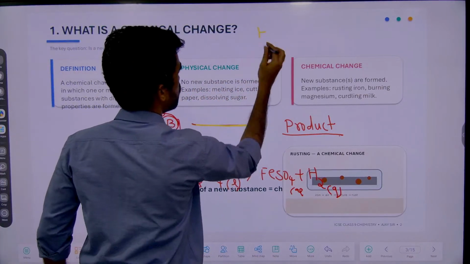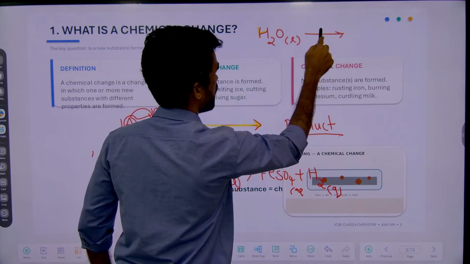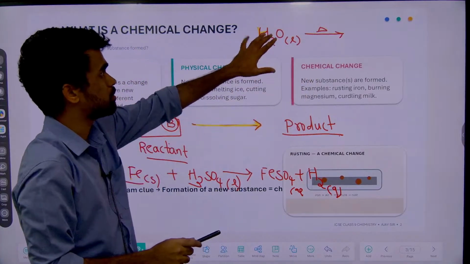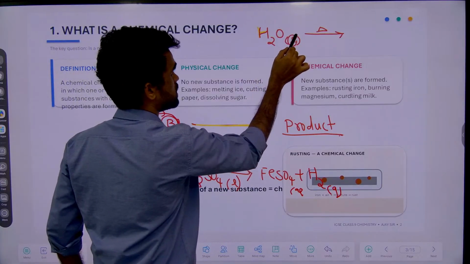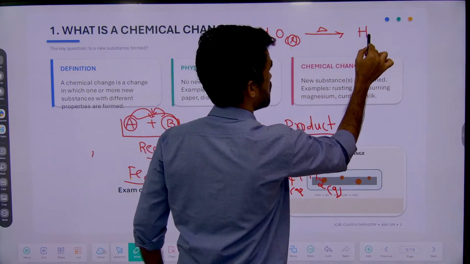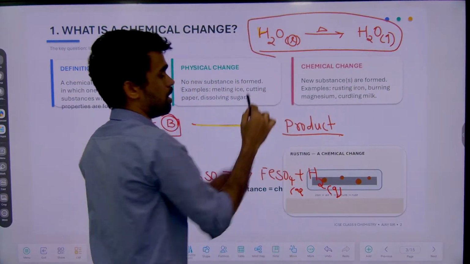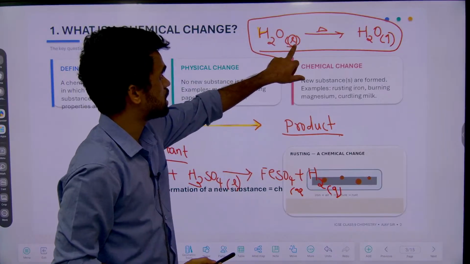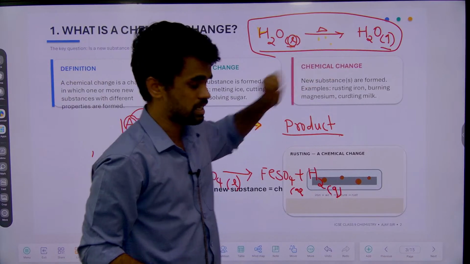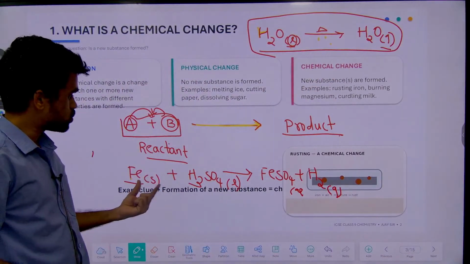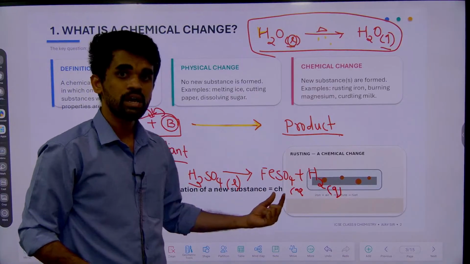For example, I am taking water in the liquid state. Now I am heating it. Is any chemical change taking place? No chemical change. The physical state of water changes from liquid to gas, H2O gas. So it is associated with a physical change only: liquid converted into gas. So this is considered a physical change. Whereas here, these two substances are reacting and forming new compounds, right? So this can be considered a chemical change.